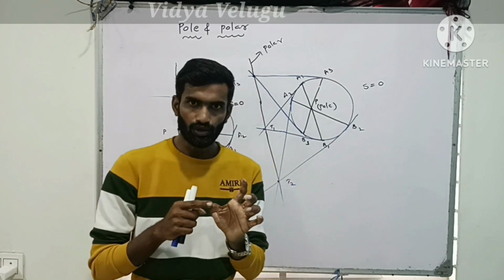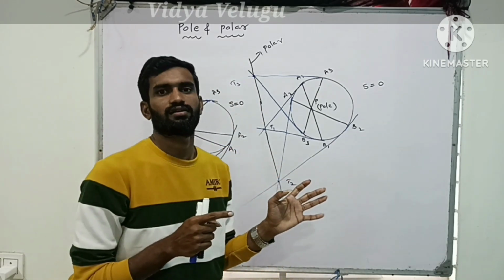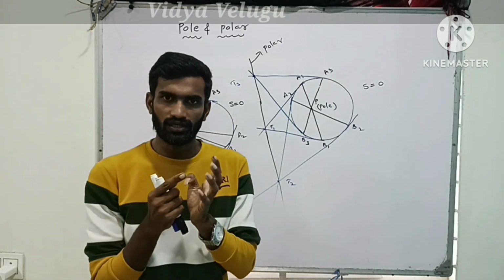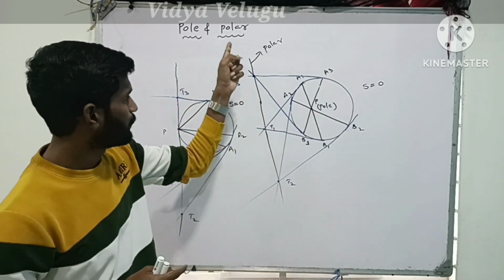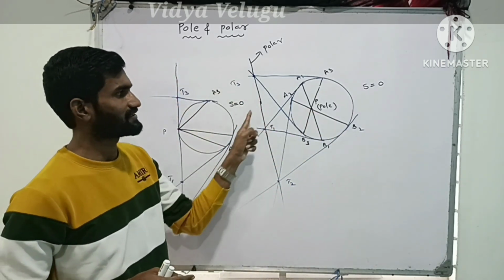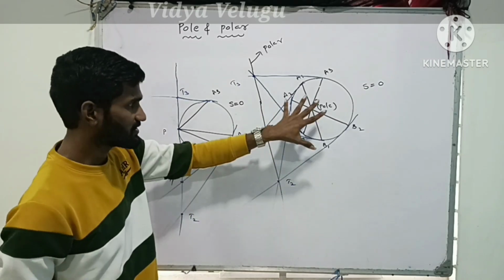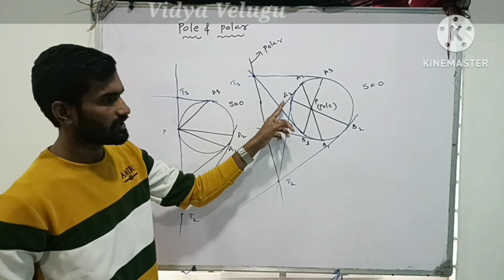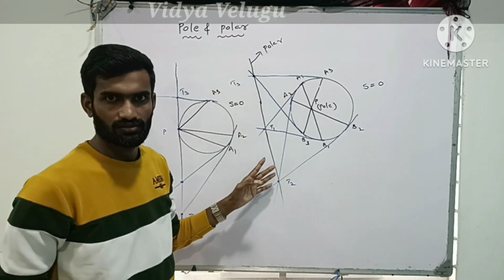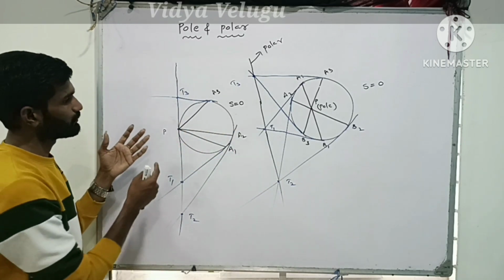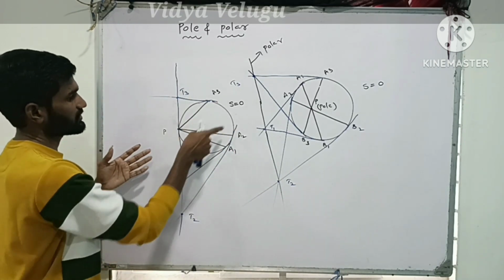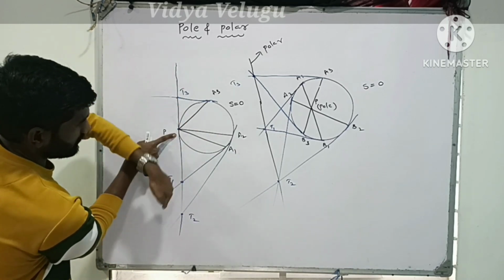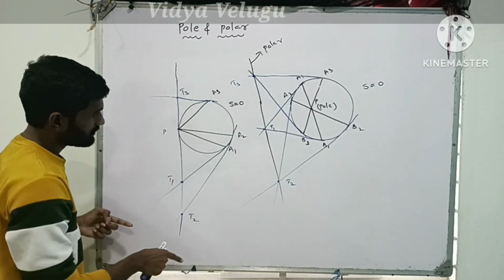The first one is, if the pole is outside the circle, the polar is inside the circle, which means it will intersect the circle. And if the pole is inside the circle, the polar is outside the circle, it will never intersect or touch the circle. And the third case, if the pole is on the circle, the tangent at point P itself is the polar. So this is our polar, right?